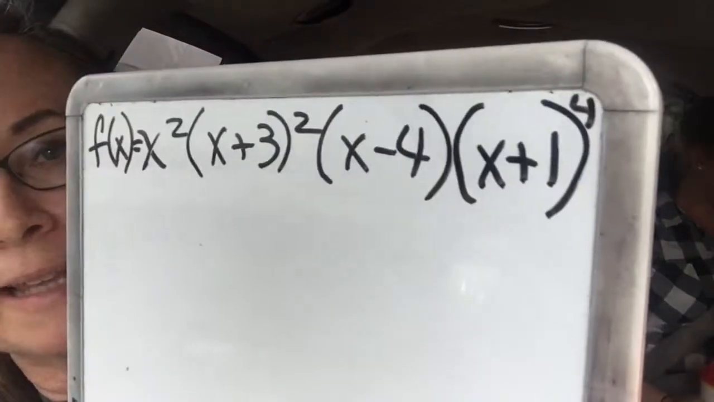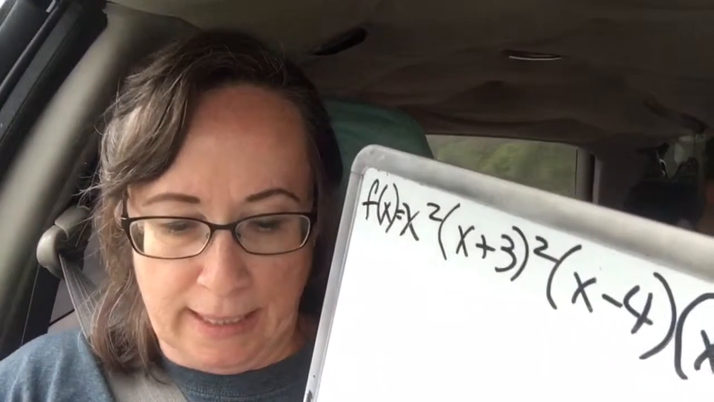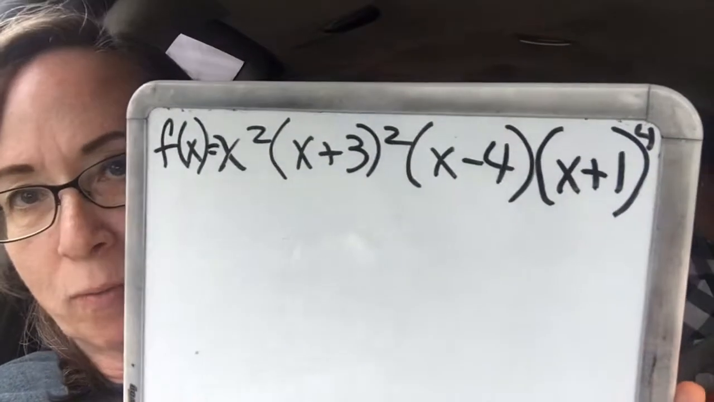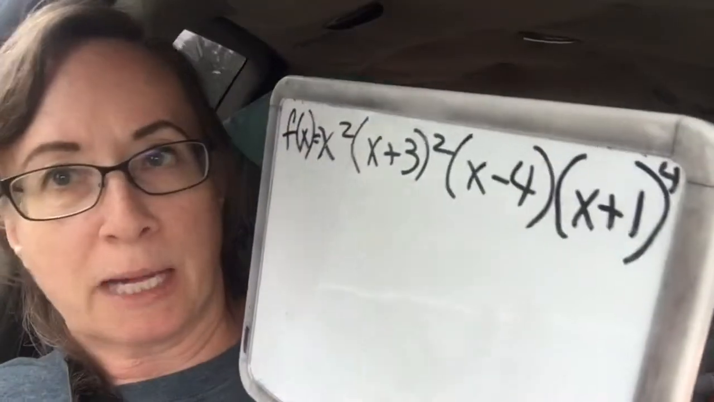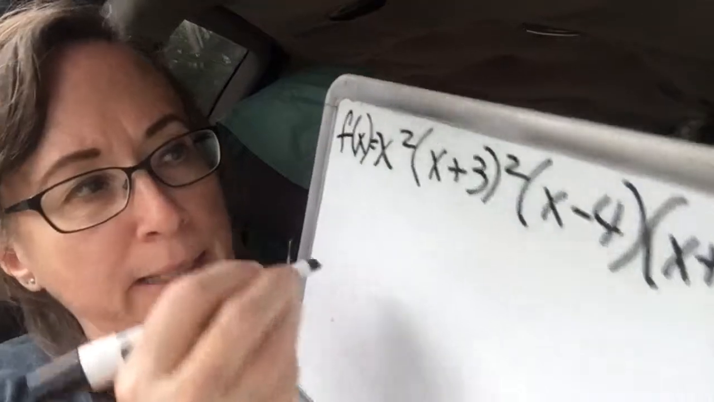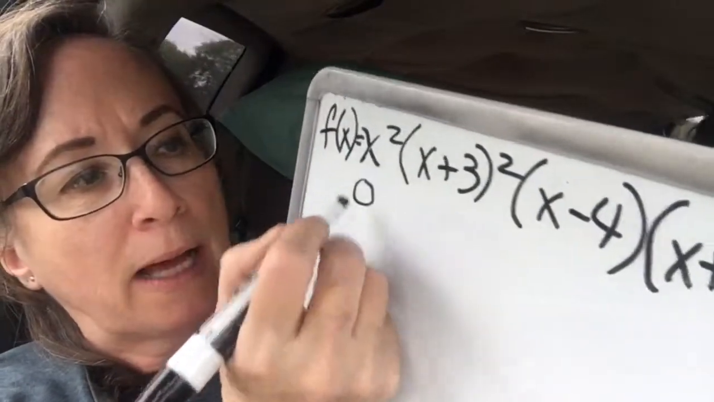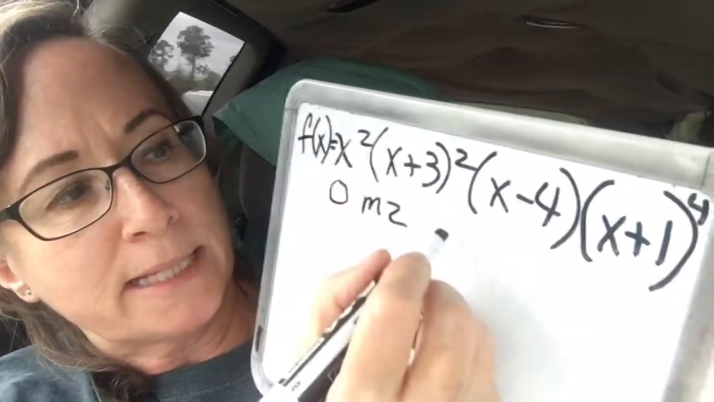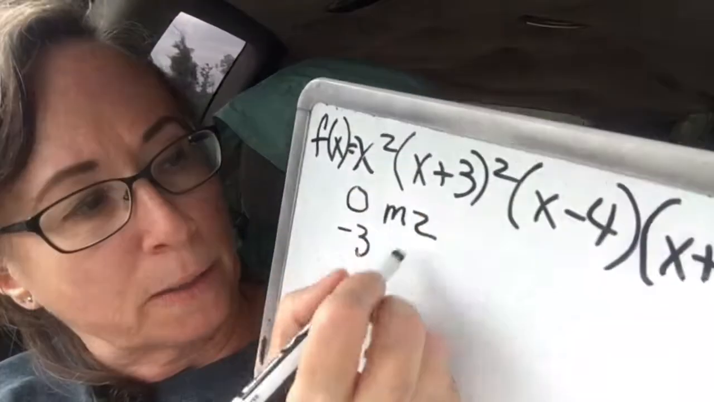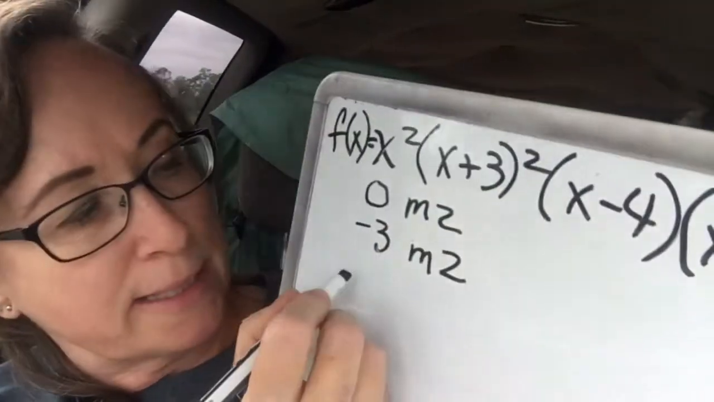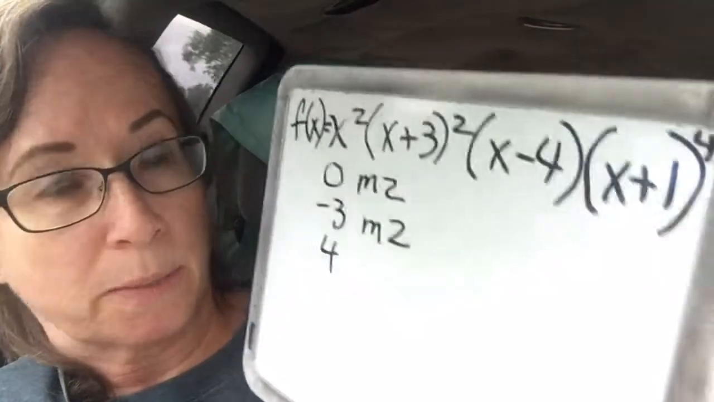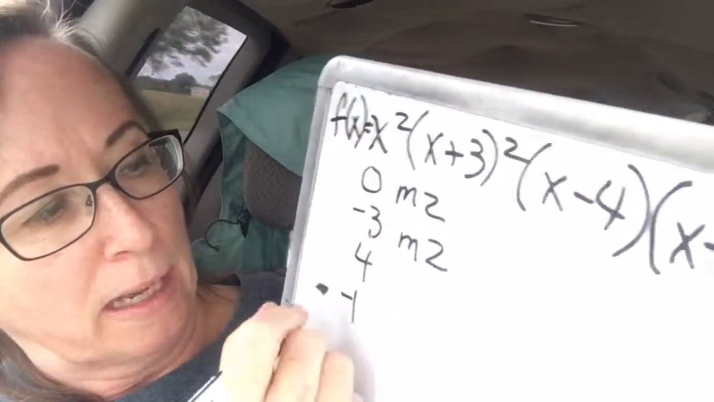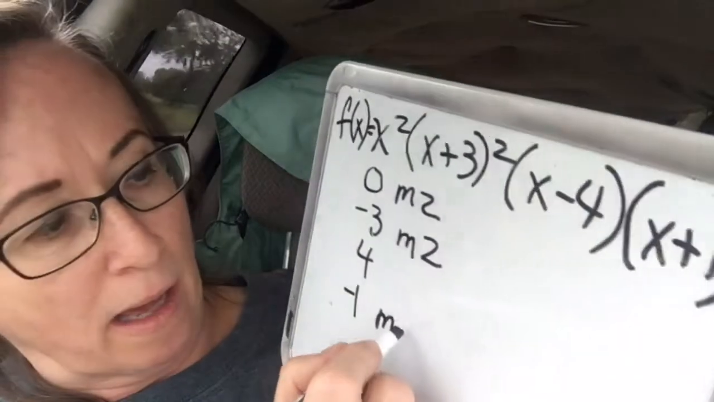All right, students, so this is the last problem we're going to do, and this one is 34 in the book, and I just picked this one because I wanted to graph a rather complicated one for you, so that we can talk about the roots and the multiplicities, or the zeros and the multiplicities. So we have a 0 at 0 with a multiplicity of 2. We have a 0 at -3 with a multiplicity of 2. We have a 0 at 4 with a single multiplicity, so just 1. And then we have a 0 at -1 with a multiplicity of 4.